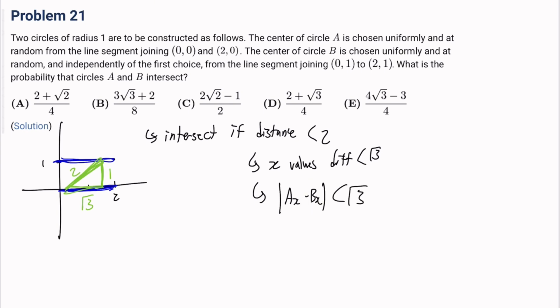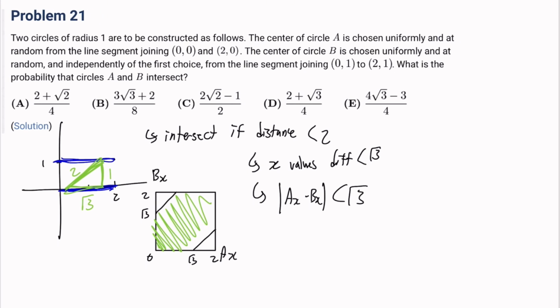And so we can draw a square diagram like that. We can say that this side is A's x value, and this side is B's x value, and their minimum is 0 and their maximum is 2. Their difference has to be less than root 3, so if we graph that, the region where they don't intersect is those two triangles, like that and like that. This is going to be root 3, this is also going to be root 3, and the area where they do intersect is this middle area.